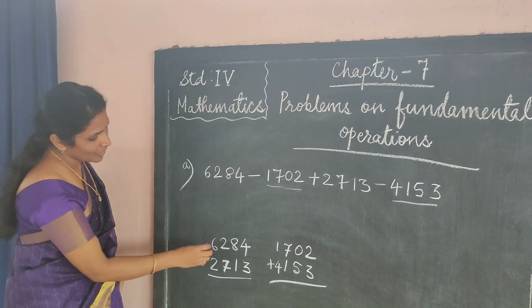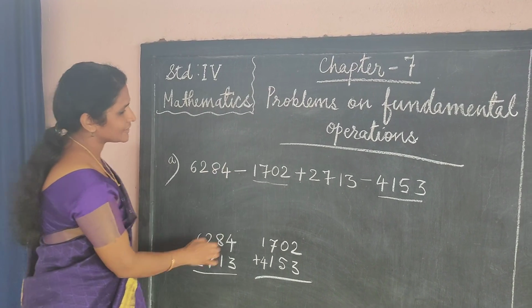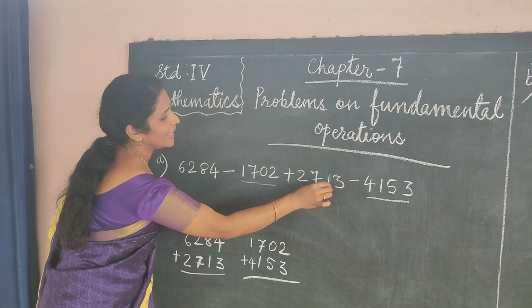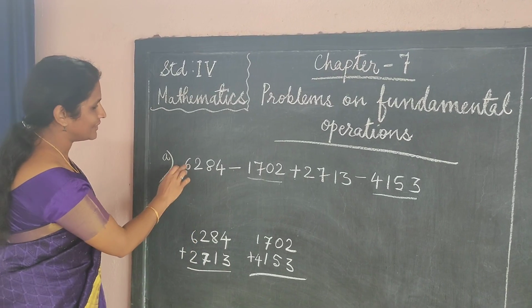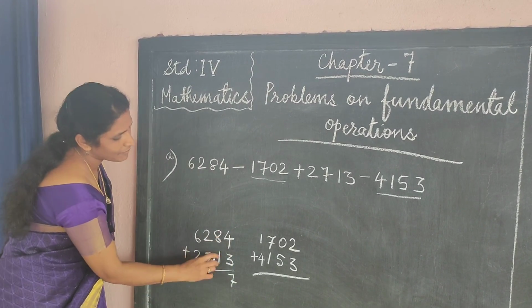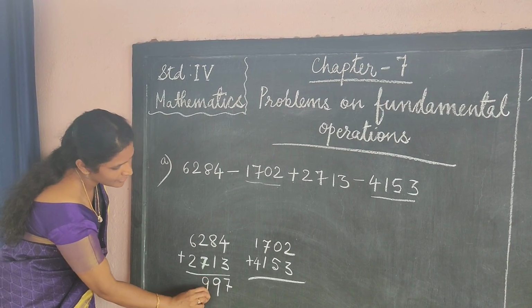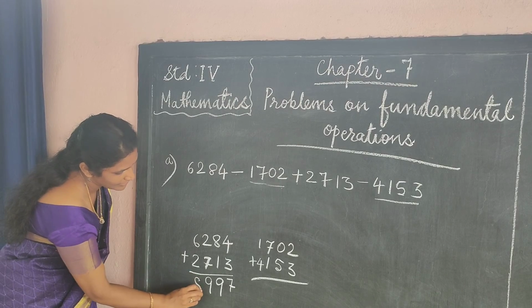Let's start. First, 6284 plus 2713. We are going to add the numbers with plus signs. 4 plus 3, 7. 8 plus 1, 9. 2 plus 7, 9. 6 plus 2, 8.